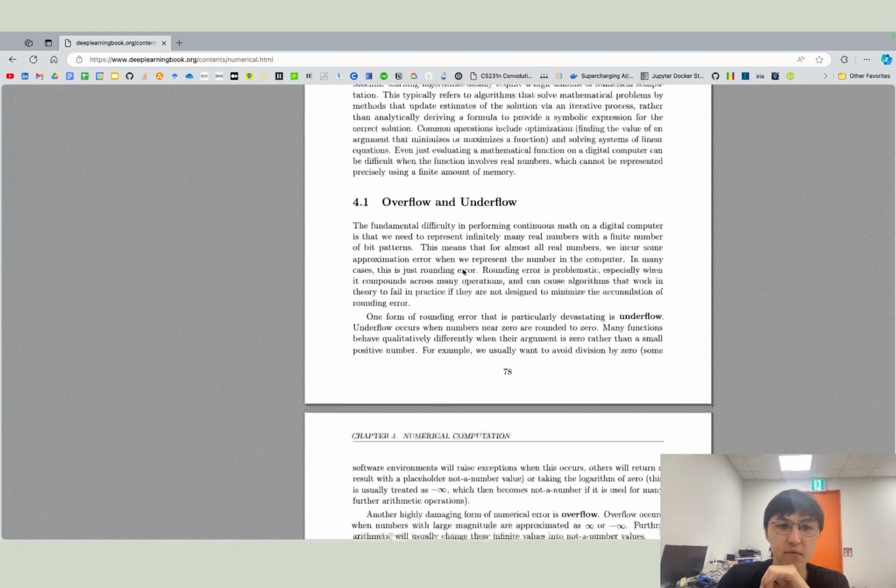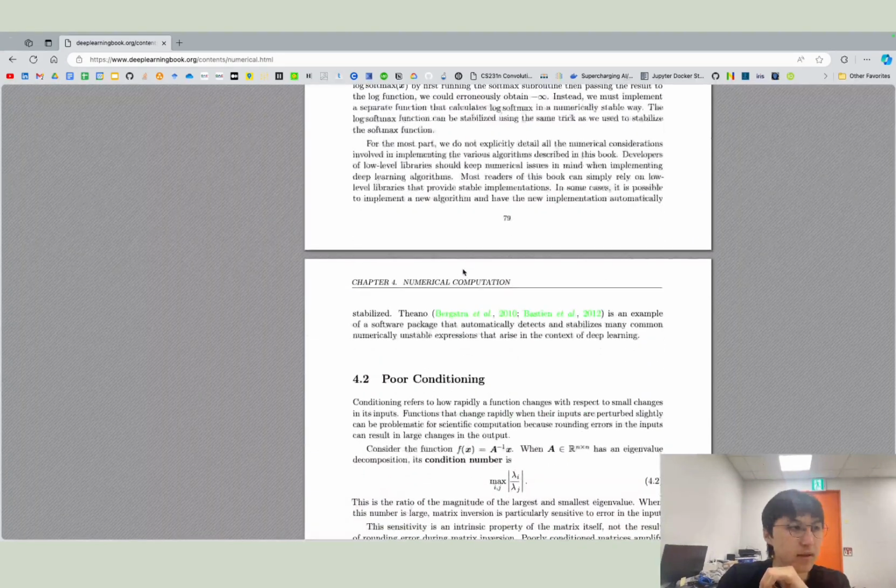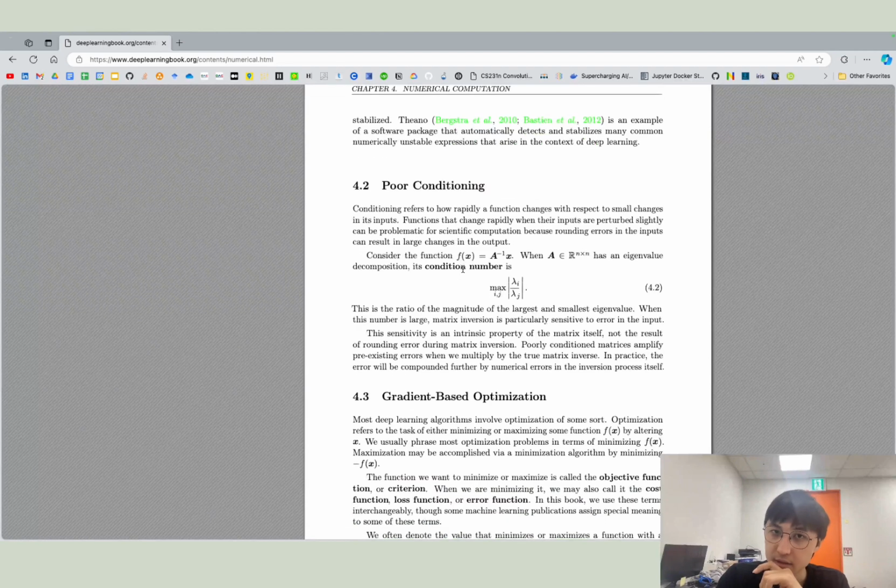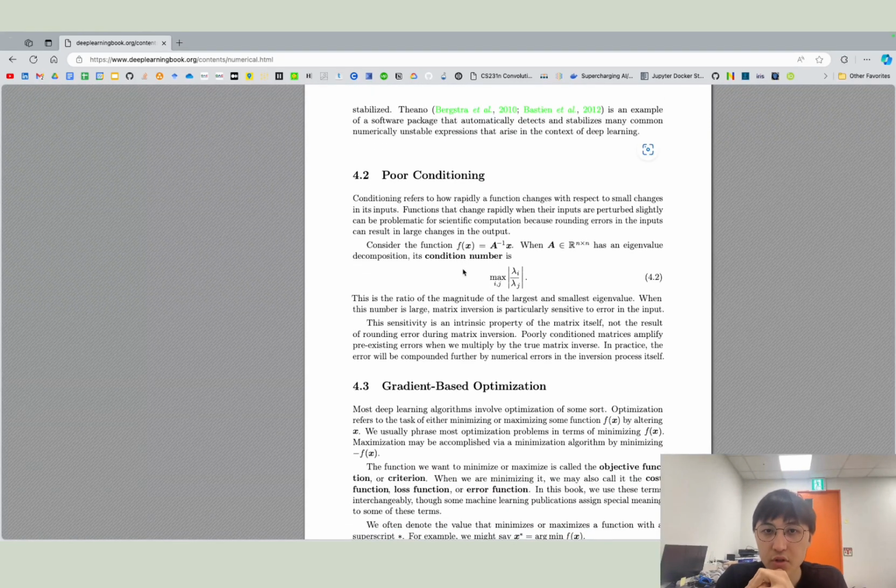I think that's enough for this thing. And another thing is poor conditioning. Conditioning or poor conditioning refers to situations where small changes in the input to the function lead to large changes in the output.